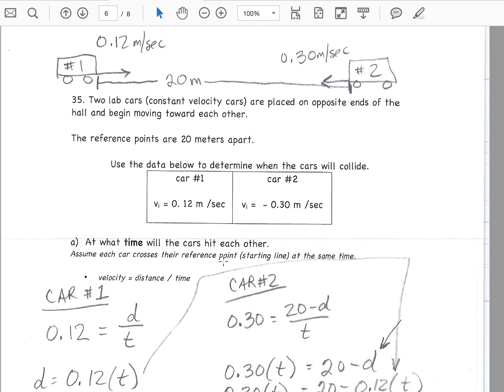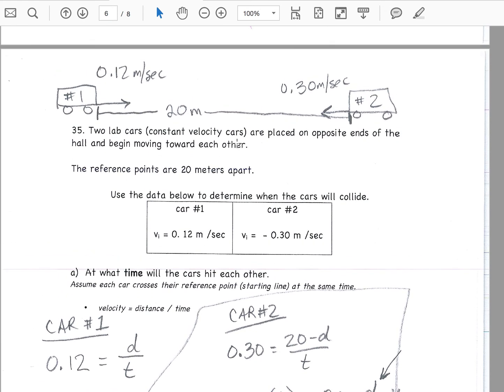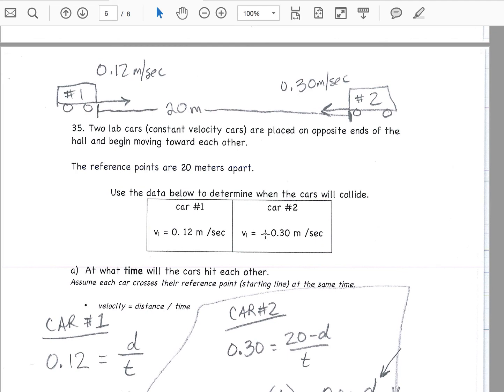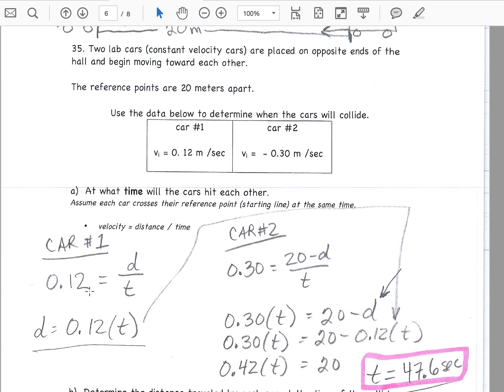Alrighty. 2 lab cards. A couple things. You can ignore the negative for the way we're solving it. I just put that in to remind you it's moving in this opposite direction. But really this way I've kind of shown you to solve them, you can ignore that negative. The whole key is to take cart 1 and say its velocity is distance over time. That's all I can do.